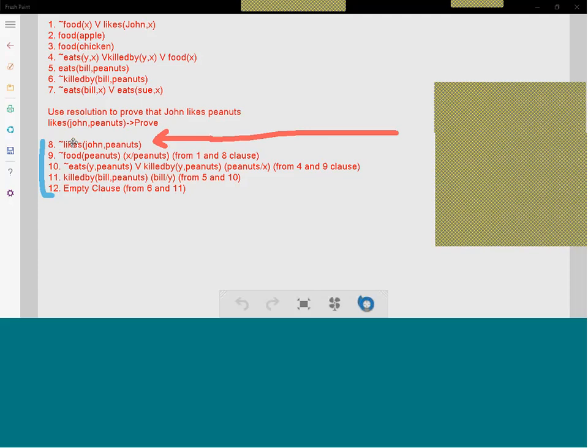Understand carefully. The negation of "Like John Peanuts": negate means cancel, because the empty clause means false. So I can write here: the negation of "Like John Peanuts" is false. So if this is false, then what is right? "Like John Peanuts" is the true one.